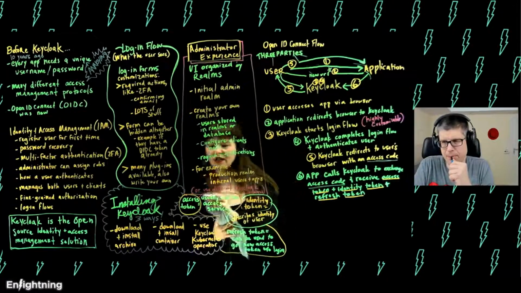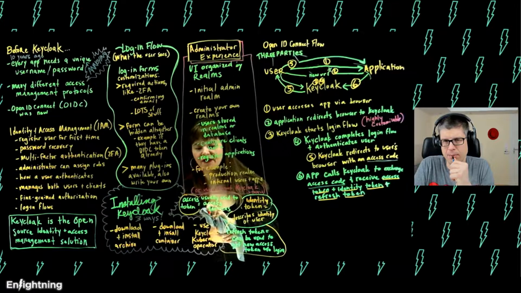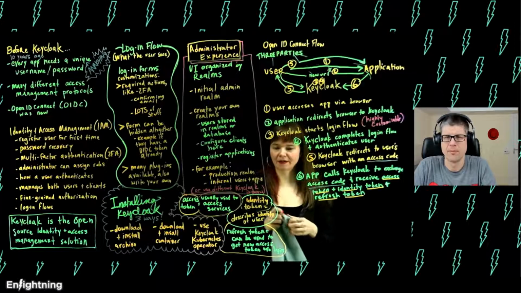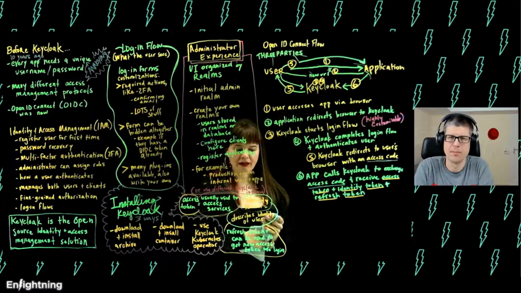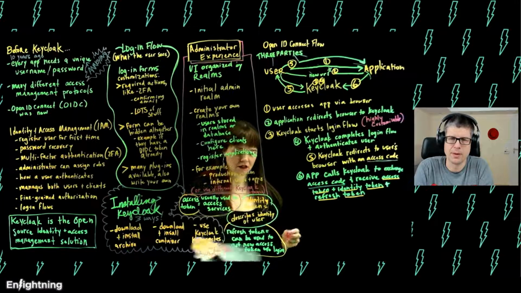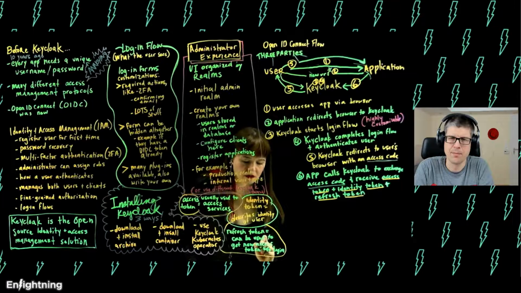So the access token is used to access services, but it's very short-lived, only like 30 seconds. The identity token describes the identity of the user. And then the refresh token is used to get new access tokens without logging in again. Yes, that's right. Cool.